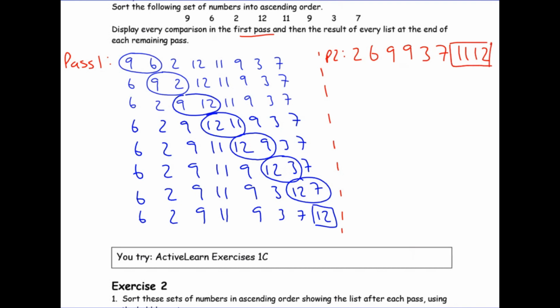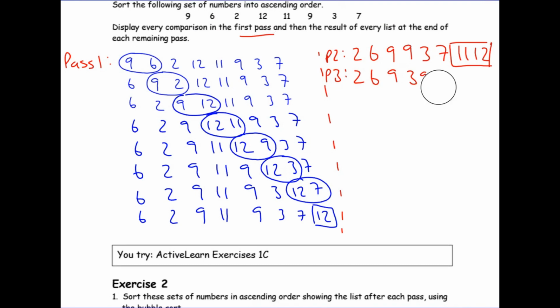So now we've got 11 and 12 in the right place. I'm going to quickly do the rest of them. I don't want to spend all day doing it. So then comparing 2 and 6. 2 and 6 are the right way around, so that's fine. Leave 2 where it is. Then 6 and 9 in the right way around, so I can leave 6 where it is. 9 and 9 don't need swapping. 9 and 3 do need swapping. And then I'm comparing 9 and 7, which also needs swapping. So that 9 is now bubbled to the end.